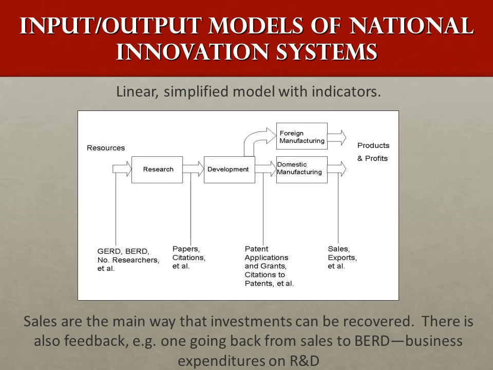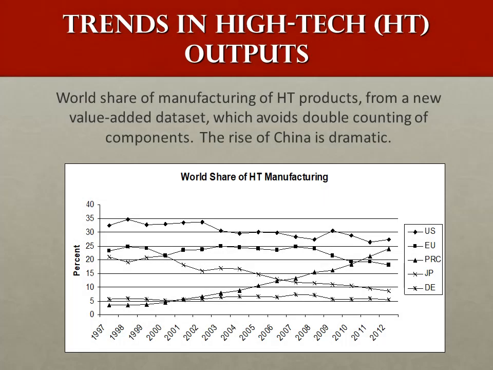But one path is that going all the way from the output products and services, that income can pay for basic and applied research. So strictly speaking, there should be a feedback path showing the influence of that income on the input processes. As an output, we're going to focus on high technology products because those are the ones that are most directly connected to research and development.